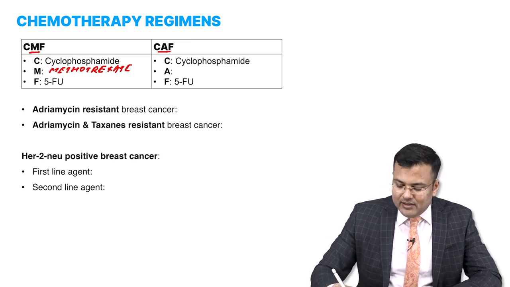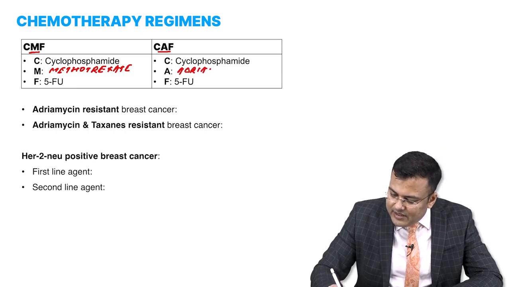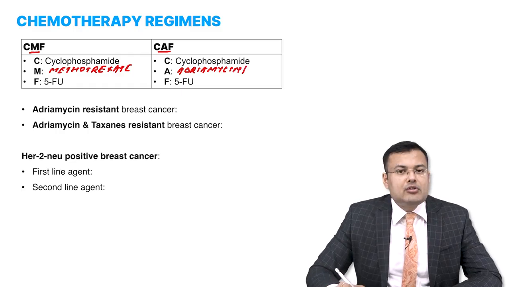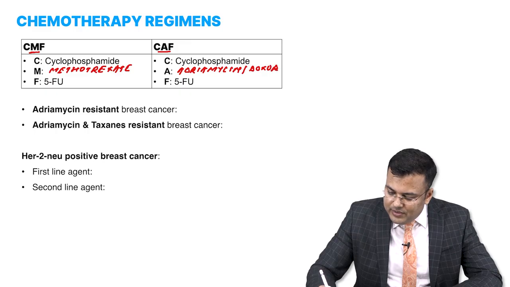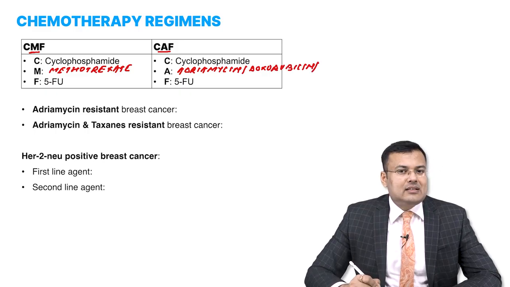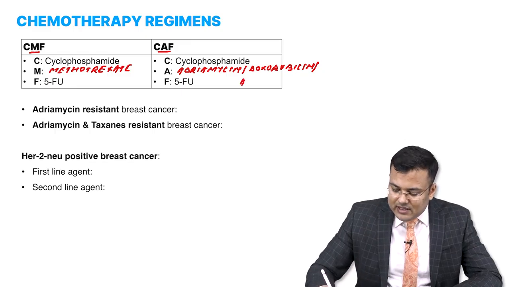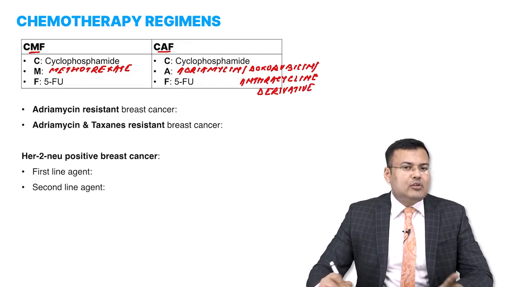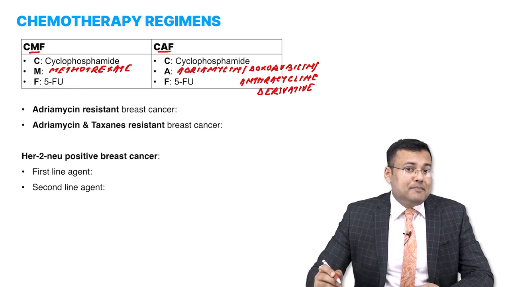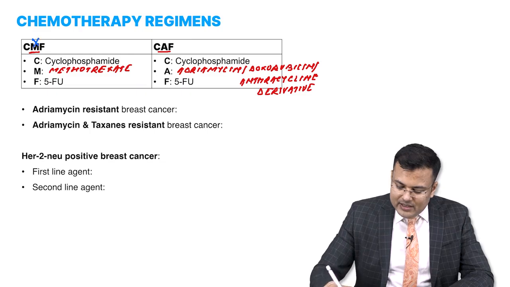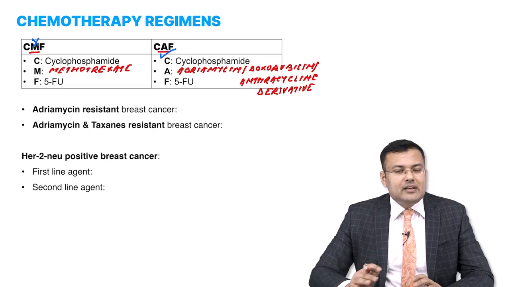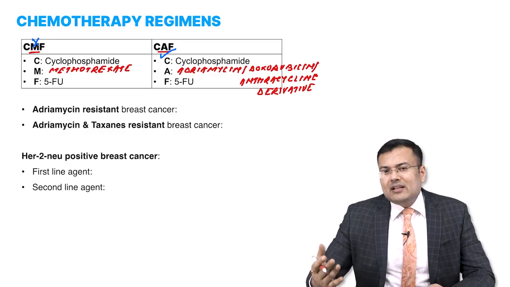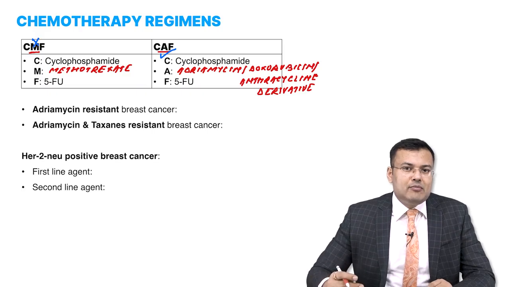And what is CAF? C and F are the same. A is adriamycin. Can you tell me the other name of adriamycin? You know, adriamycin is also known as doxorubicin, and you know that this is an anthracycline derivative. So tell me, which one is preferred? Methotrexate based chemotherapy or adriamycin based chemotherapy? It is the adriamycin based chemotherapy which is preferred, right? So adriamycin based, anthracycline derivative based, or doxorubicin based chemotherapy is preferred.